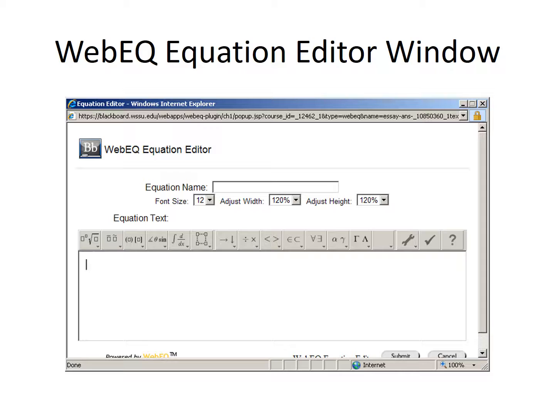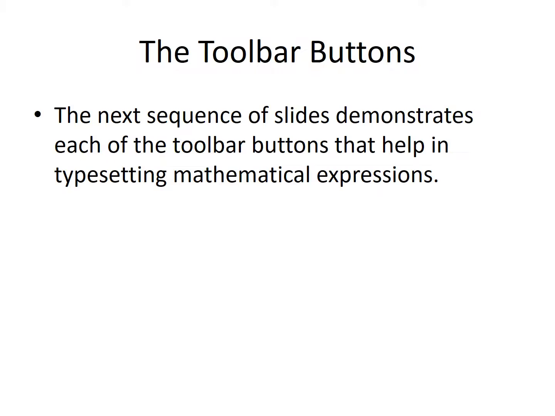How do you do it? Well, first you go to the equation editor window, and that's what happens when you click on the square root of x icon in the toolbar when you go to answer a question. So this is the window that you see. The next sequence of slides demonstrates each of the toolbar buttons that help in typesetting mathematical expressions.